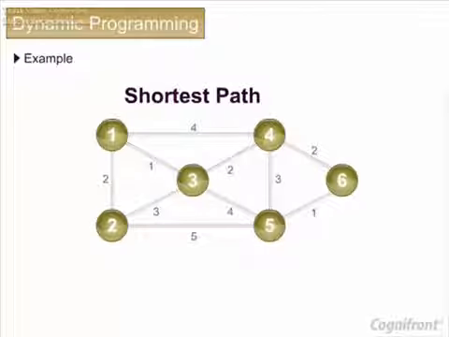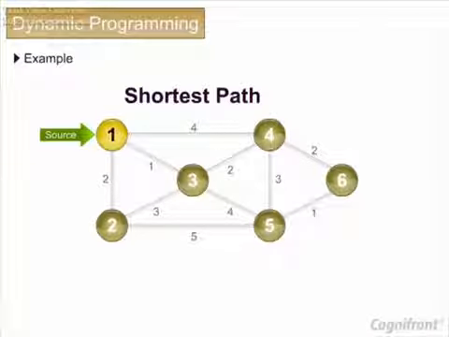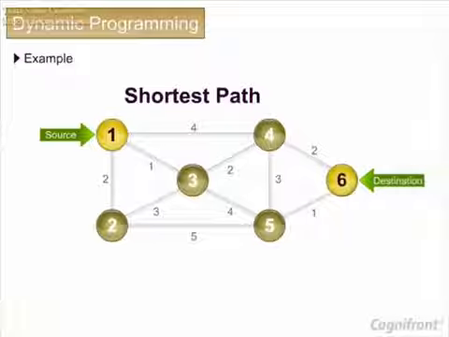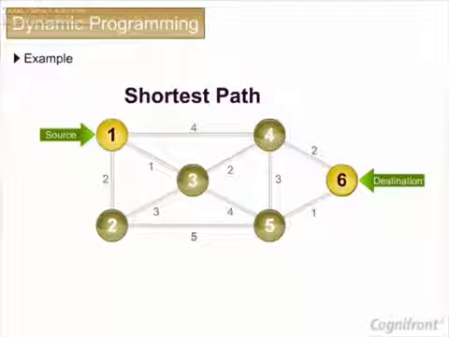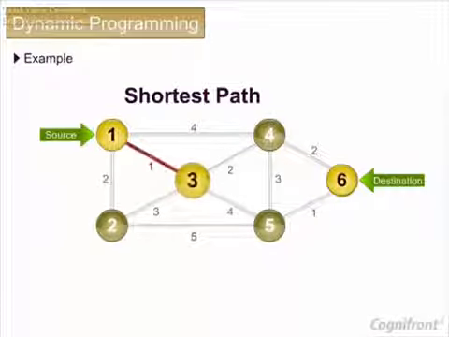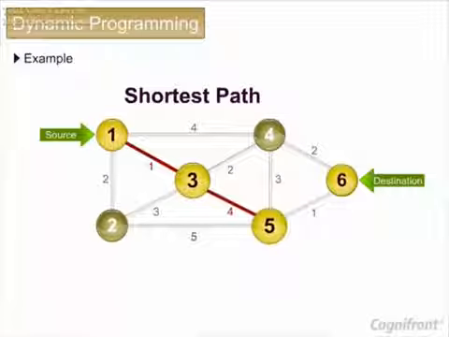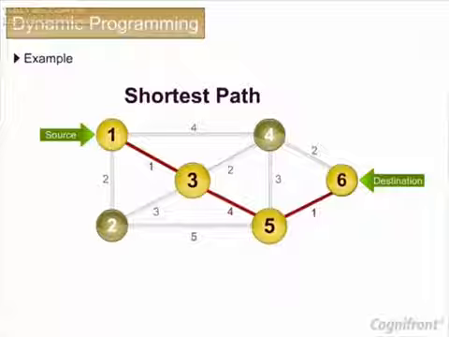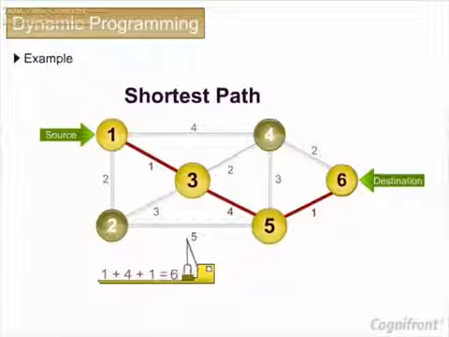For example, consider the problem of finding the shortest path from source vertex to destination vertex in a directed graph. Here, vertex 1 is the source vertex, while vertex 6 is the destination vertex. So now, from vertex 1, we will move either to 2, 3 or 4. Suppose we decide to move to vertex 3. Then we choose vertex 5 to move from 3 to 6. Thus, the total length of the path is 6 units.